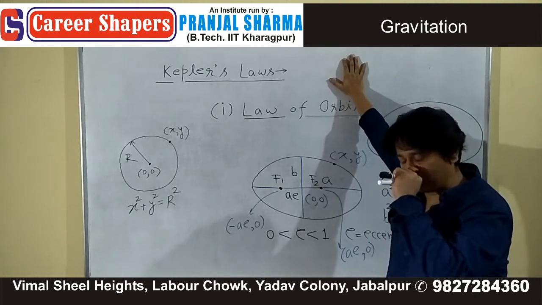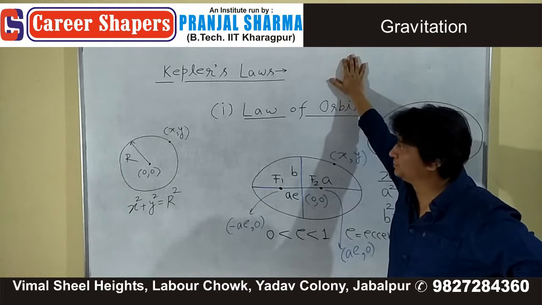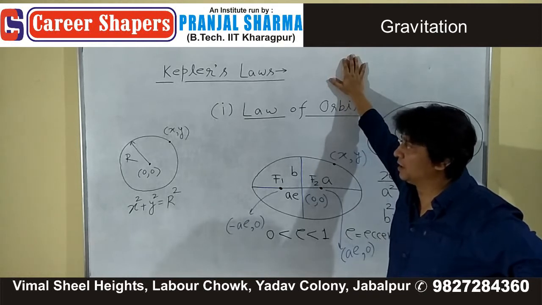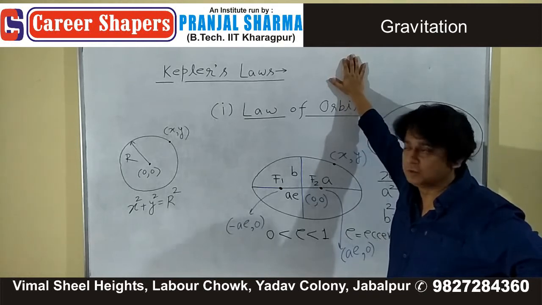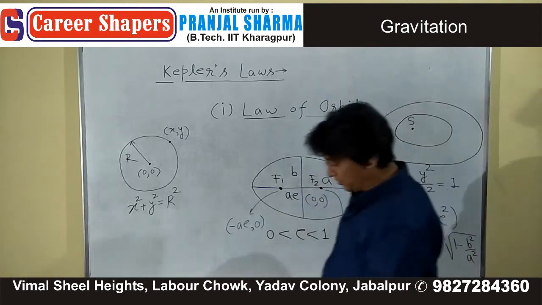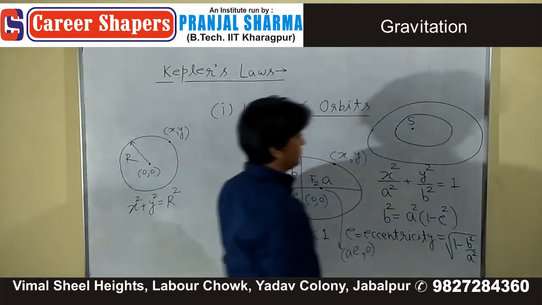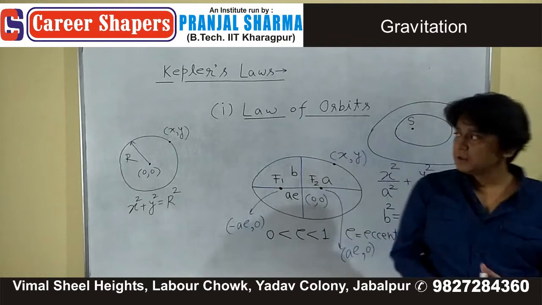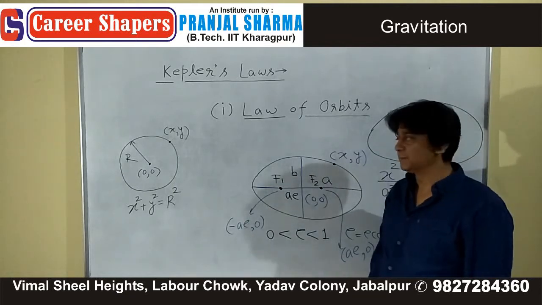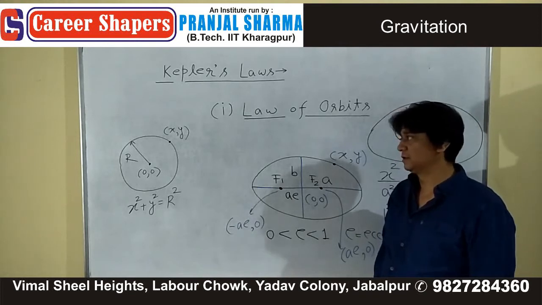This statement is true for any body revolving around Earth. For example, if we consider Moon, then the path of Moon is also an ellipse with Earth present at one of the foci.